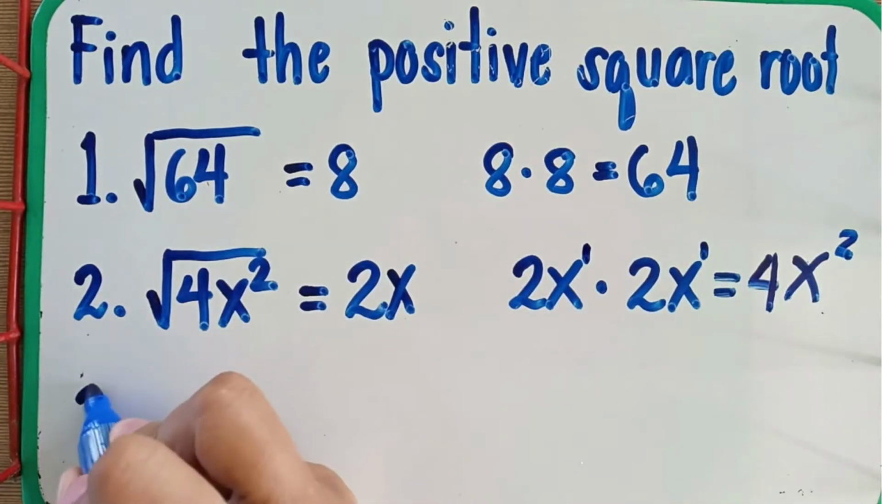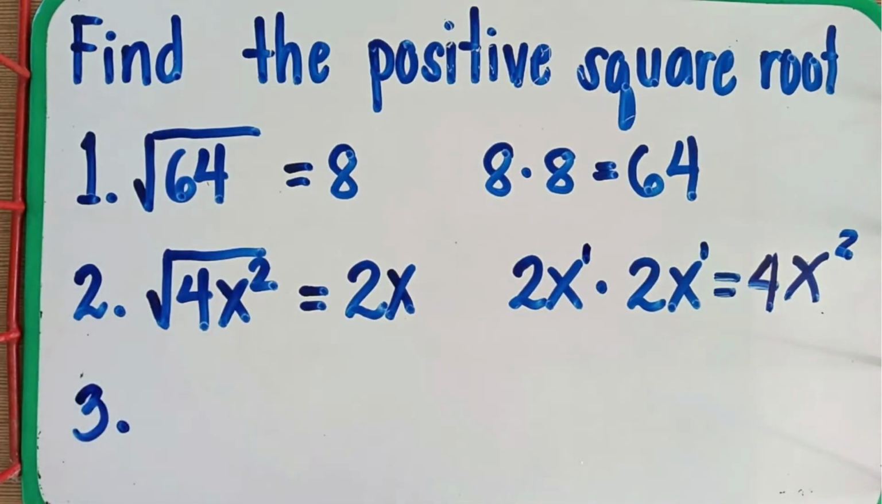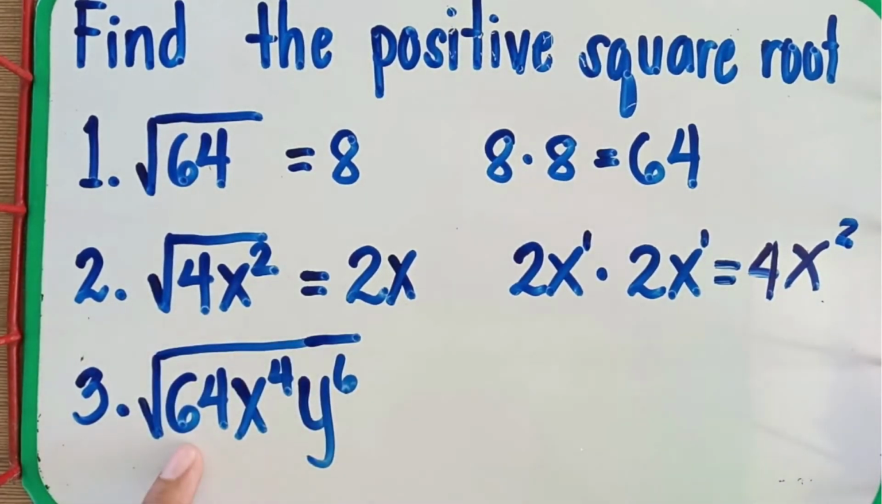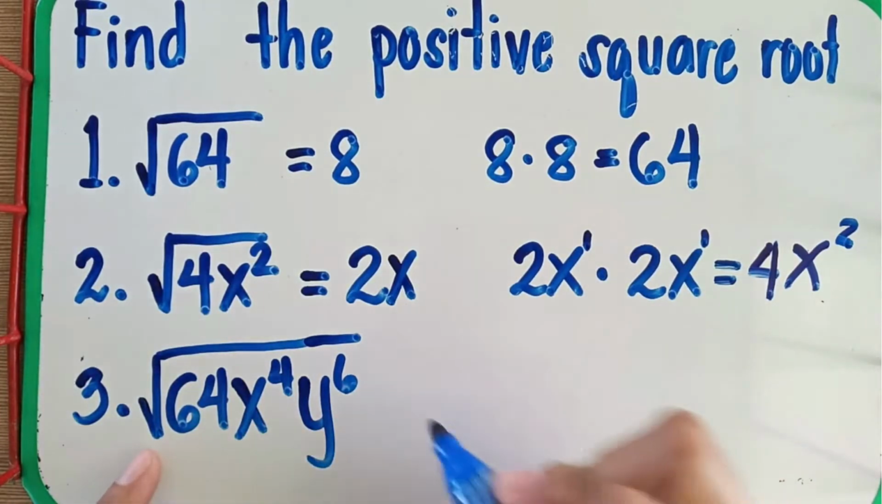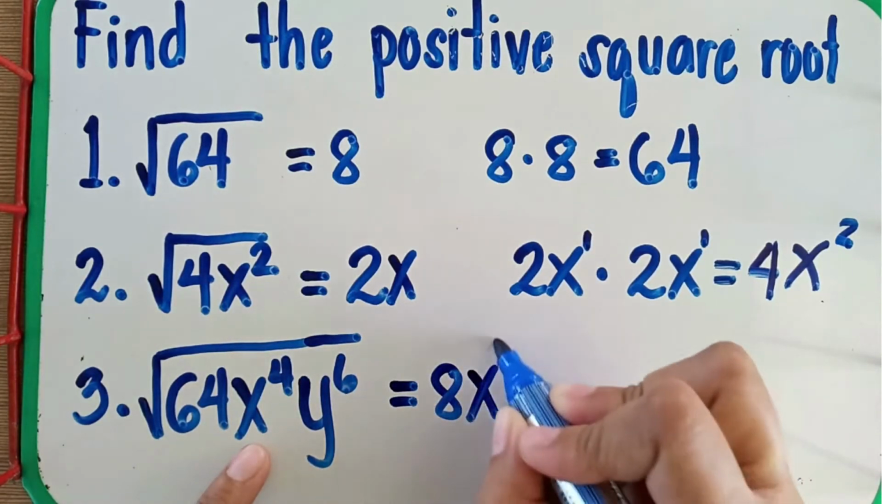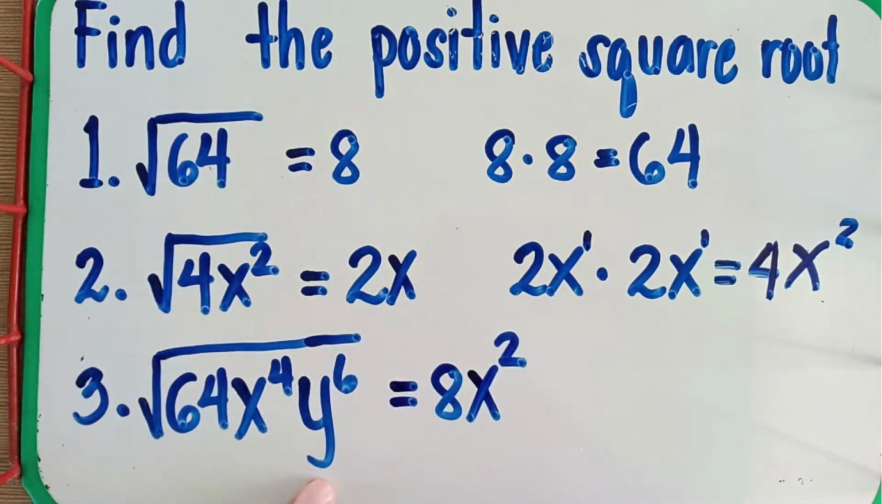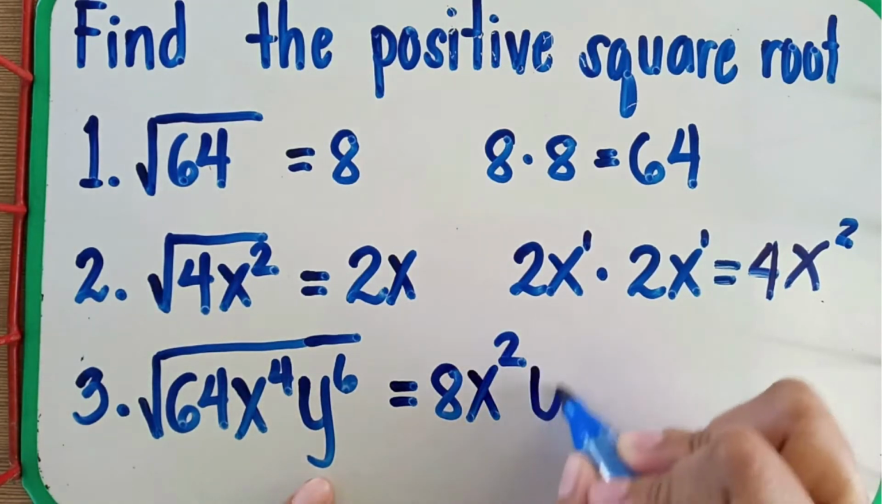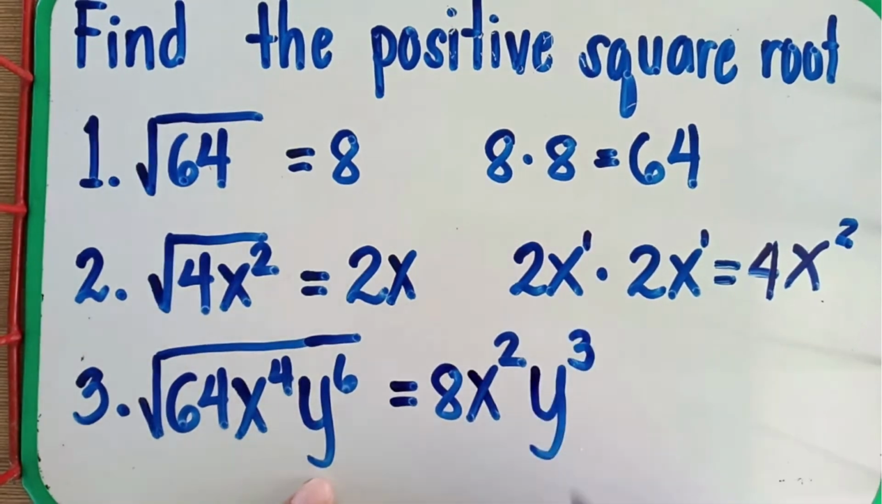Another example. Example number 3: 64 x to the 4th y to the 6th. We will find its square root. Our answer here: the square root of 64 is 8, the square root of x to the 4th is x squared, and the square root of y to the 6th is y cubed.